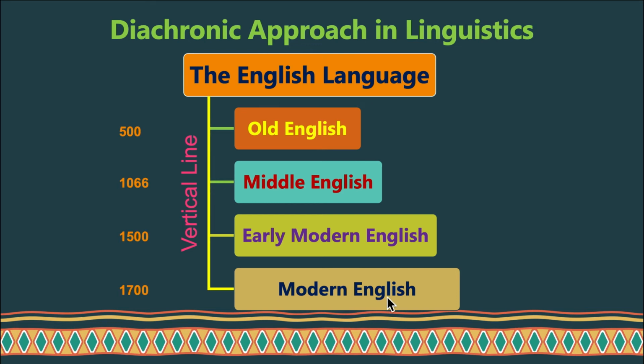So our way of studying language will be in a vertical manner of time, that is to say, starting from 500 to 1066 to 1500 and 1700. So we will study language from a historical perspective, changes that have taken place from time to time in different centuries and in different periods of time. This way of studying linguistics is known as diachronic approach.